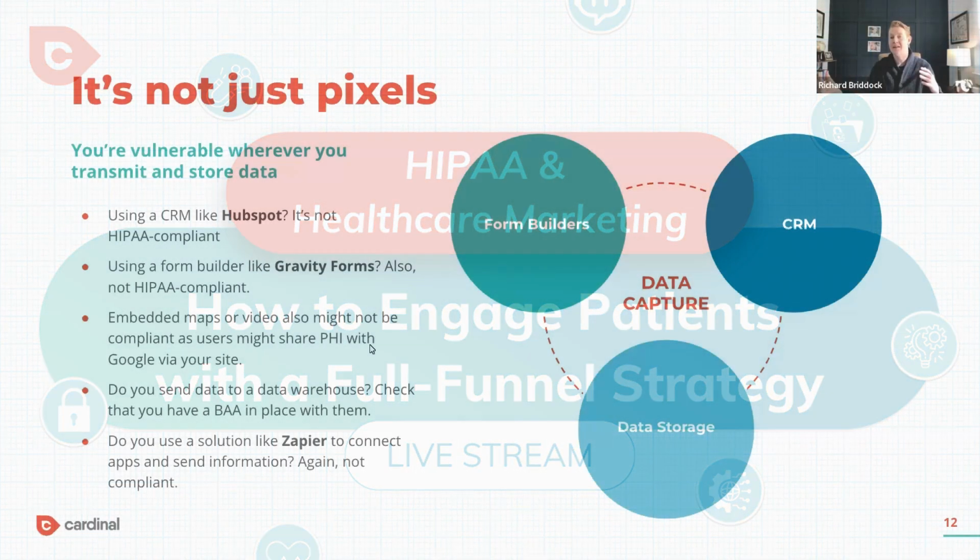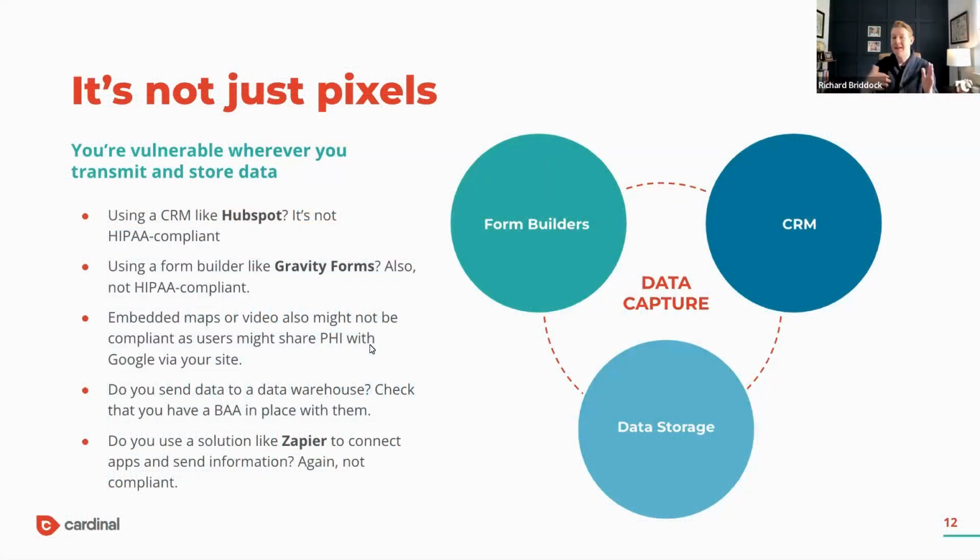If you are sending data into Zapier to then push out to another downstream destination, you could be in breach of compliancy through the use of that tool. So don't just look at pixels. It's your entire marketing ecosystem, MarTech stack that has to be assessed. And the good news is, there are HIPAA compliant alternatives to almost all of these technologies. It's just a case of assessing them and then onboarding the correct ones that work best for you.